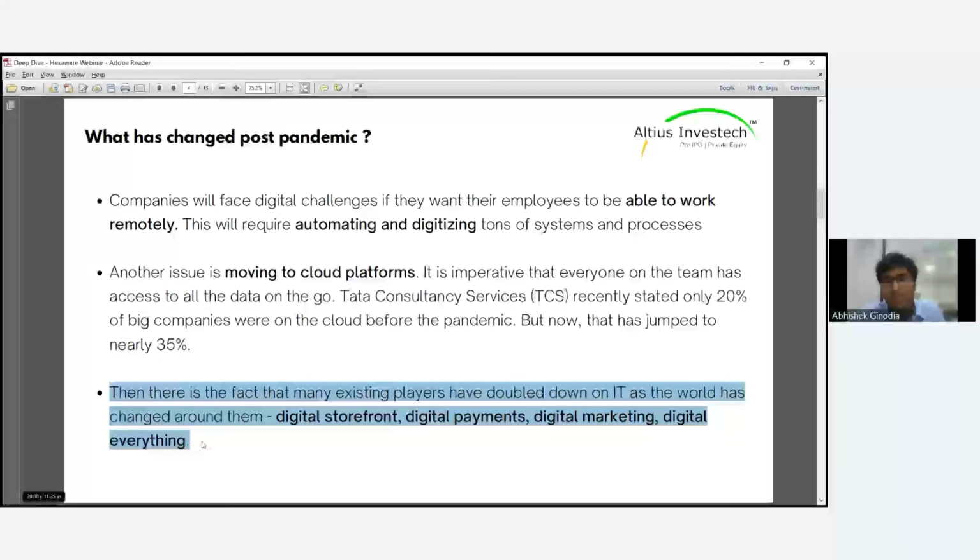So the first one being the digitization processes so that companies become remote friendly. The second being cloud platform transformation, and the third being digitizing whatever processes and whatever systems they have to ensure that the entire business can be conducted on an online format.